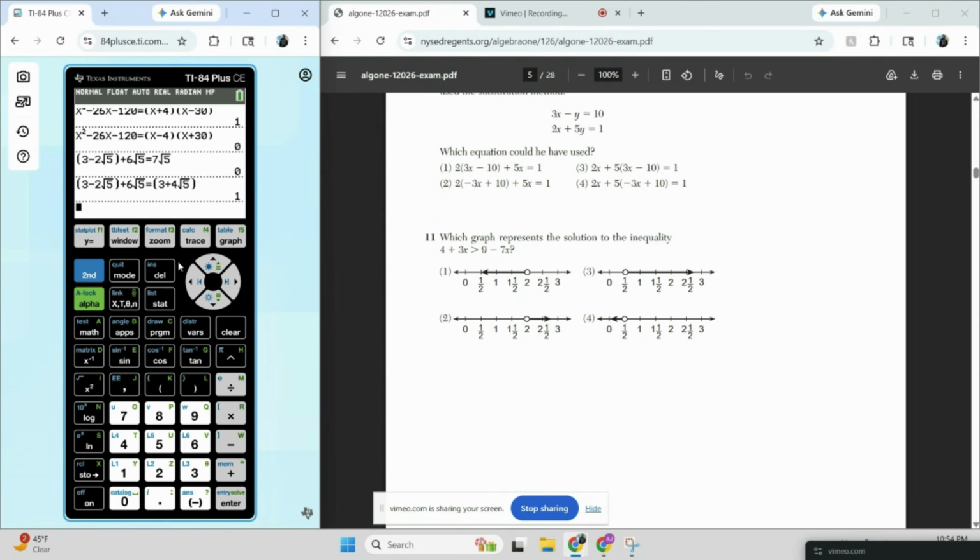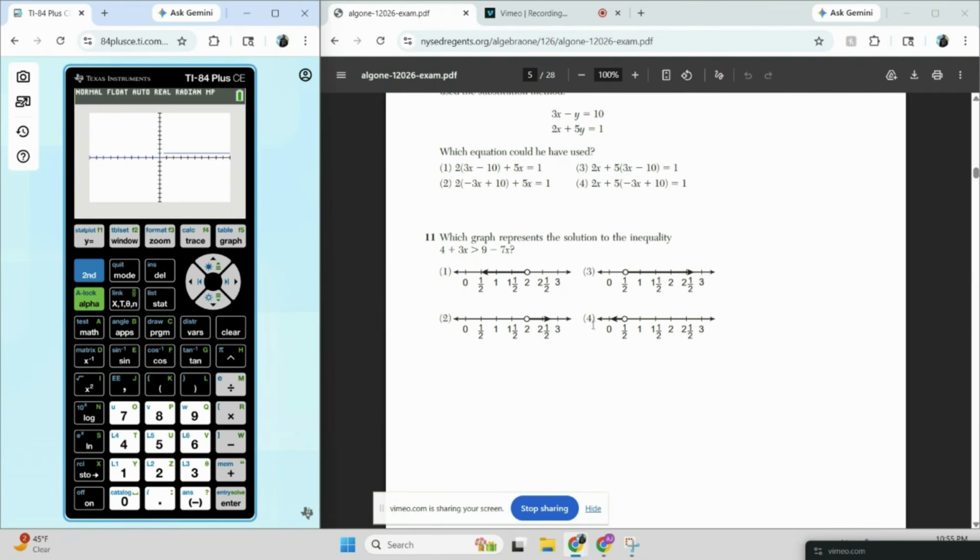Inequalities in a number line, 100%. If I go into a y equals, I've got 4 plus 3x. We've got a greater than sign, so I'm going into test, second math. That is greater than 9 minus 7x. I go to graph. Remember, 0 is false, 1 is true. My graph points to the right.